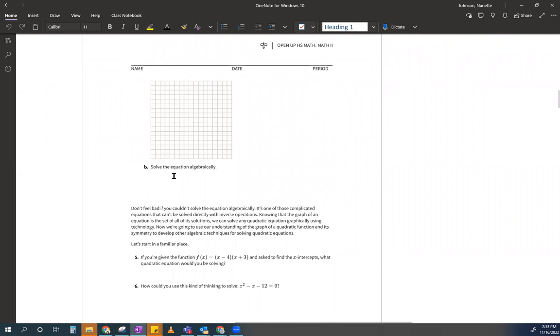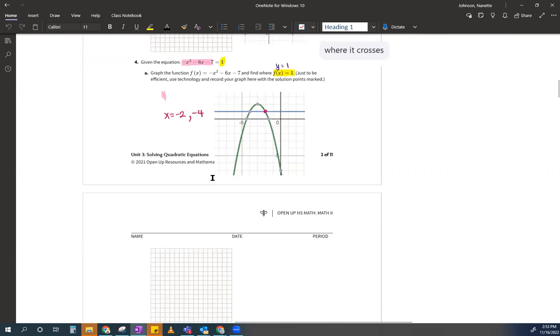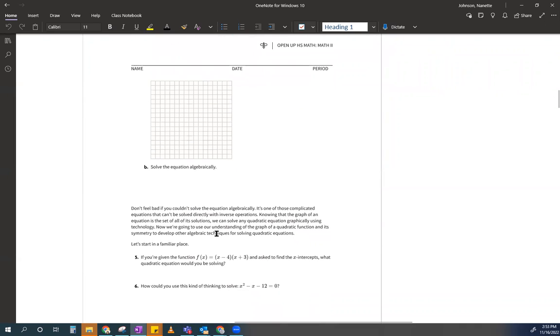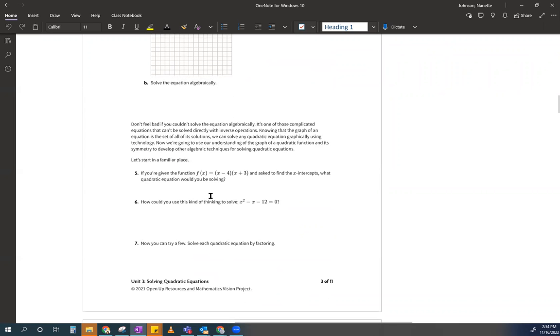And then it says solve the equation algebraically. I'll show you how to do this in a little bit. So I'm not actually going to show you this. I'm going to show you this one, and then you'll be able to go back and fix this one. Okay. So this is the most important part, and I'm going to teach it to you fairly quickly, just so that we can get it in our heads and we understand.